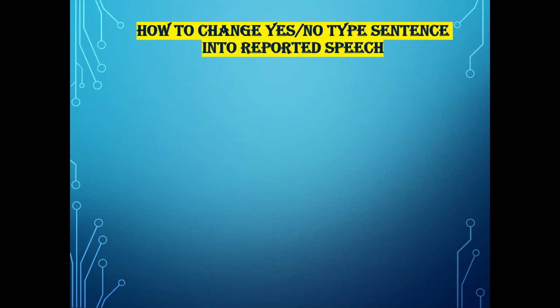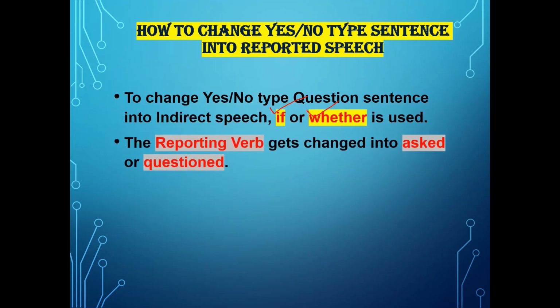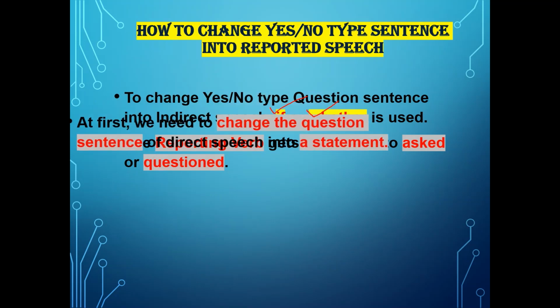Now let's discuss how to change yes or no type sentence into reported speech. To change yes or no type question sentence into indirect speech, if or whether is used, and this is very important. Next, the reporting verb gets changed into asked or questioned. So we change the reporting verb into asked or questioned.